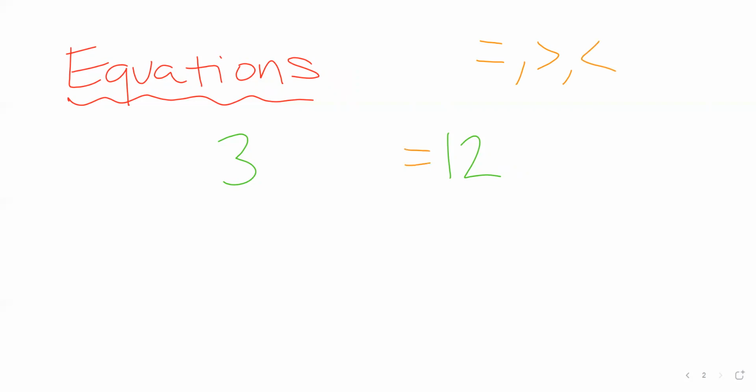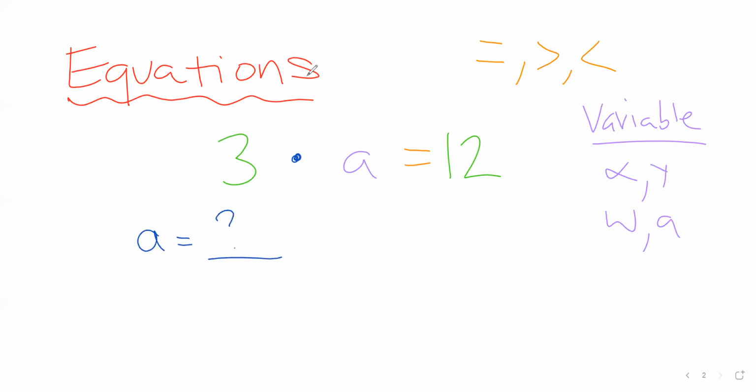You have a variable, which is like an unknown. The variable, that's the unknown. So those are letters we use, X, Y, W, A, whatever it may be. Let's use A. And then you have an operation, which we just talked about. Let's say in this case, we'll multiply. So this is that equation, right? And really what it's asking us is, can we figure out what A is equal to? What is A?